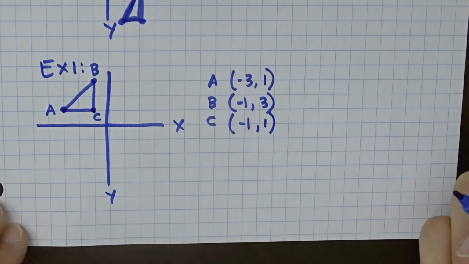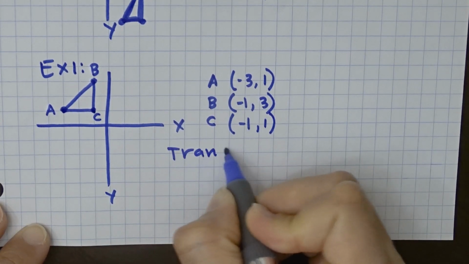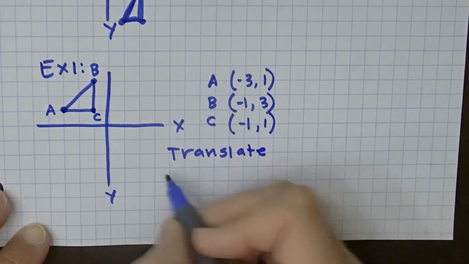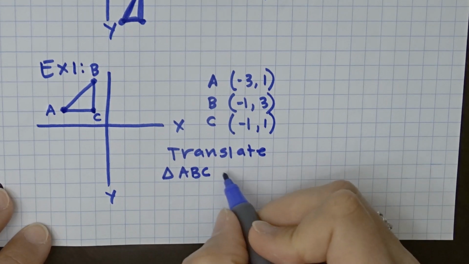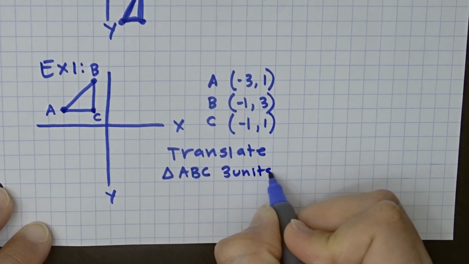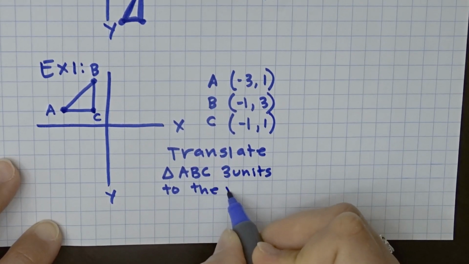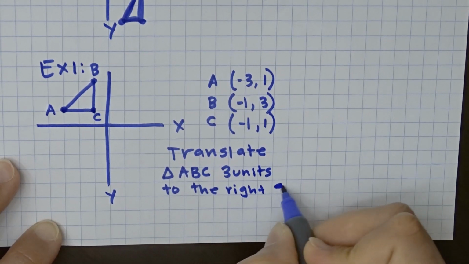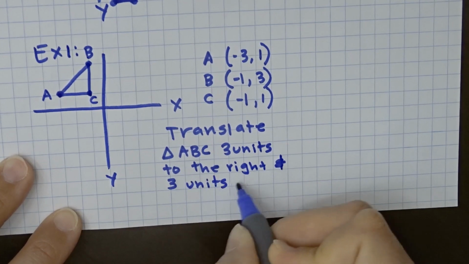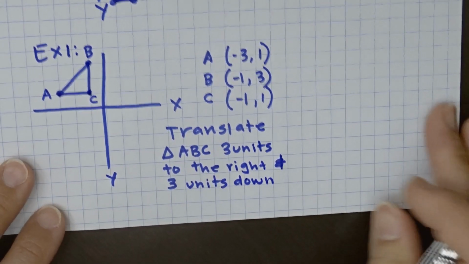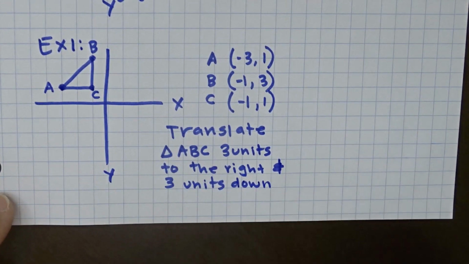And the directions are going to be to translate triangle ABC 3 units to the right and 3 units down. Alright, so that's what we're going to do. It wants us to move to the right 3 units and then down 3 units, and we'll have our resulting triangle.